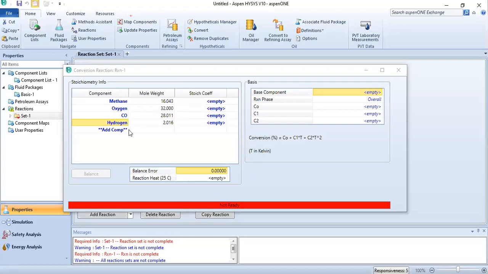So in the first reaction, the reactants are methane and oxygen, and the products are CO and hydrogen. Ultimately, these four components are involved. That is why we have taken only these four components. Now, the next part is to enter the stoichiometric coefficients.